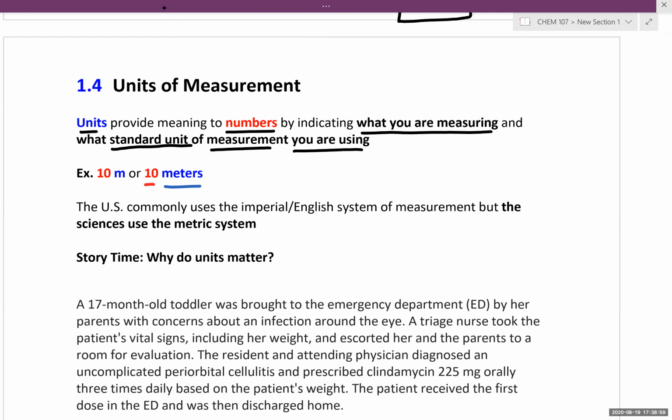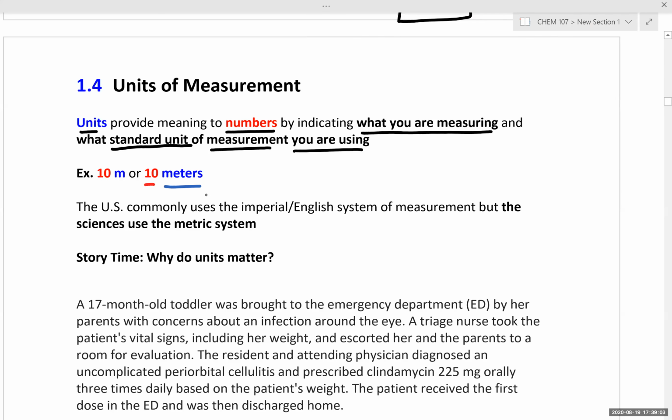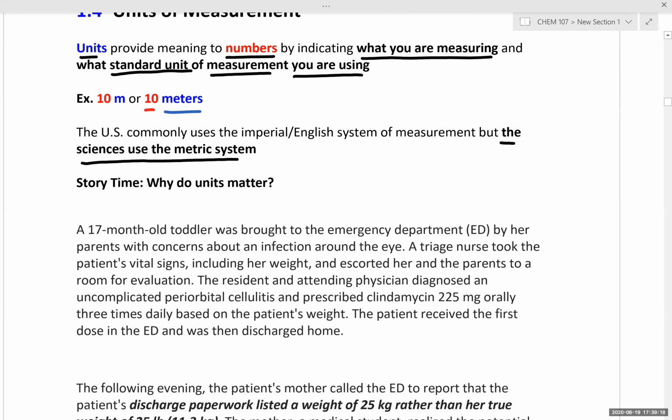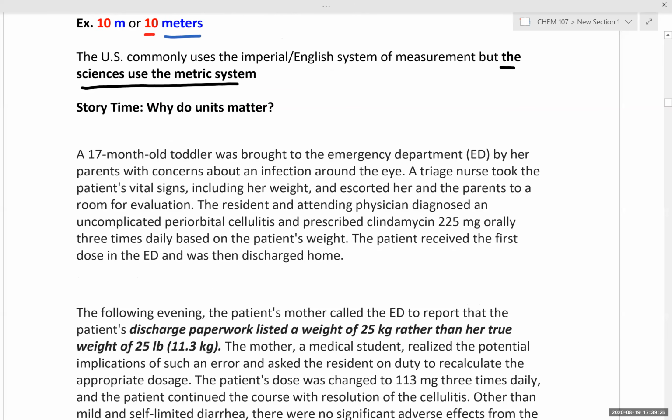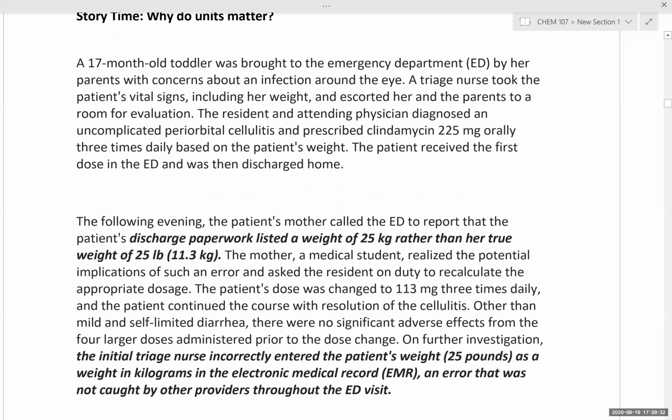Now, in science, so in the US, we happen to use the English system, but the majority of the world and in scientific discourse, we use the metric system. Now, for those who are wondering, I always try to find a major specific example of how units can really play an important role in our day-to-day lives. And I just want to talk about a nice little case study, especially for those who are going into nursing.